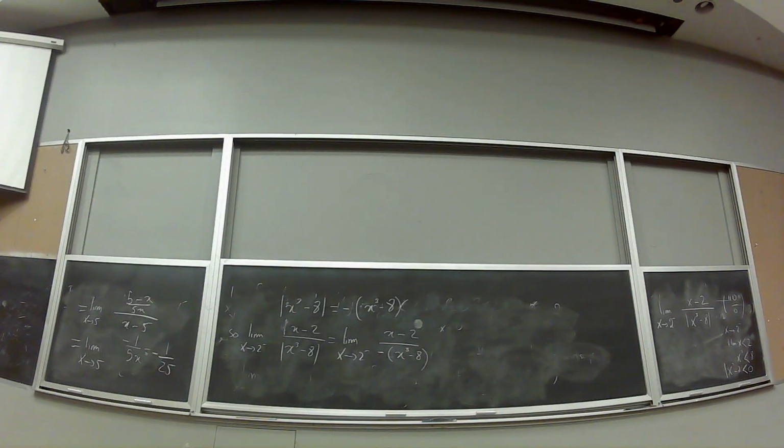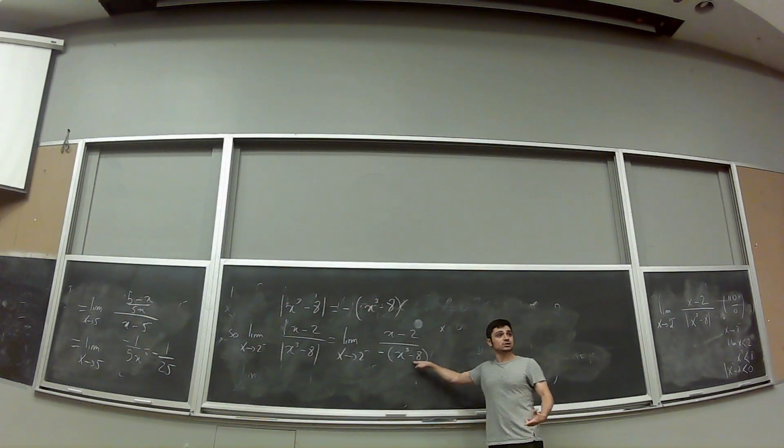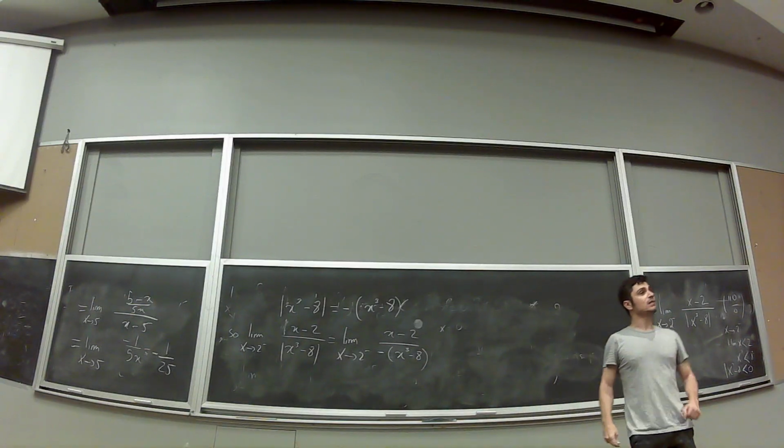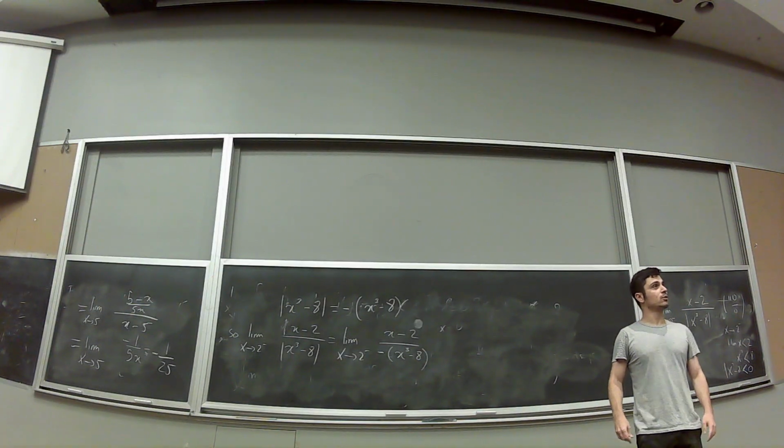Have you all seen difference of cubes? Did we see difference of cubes? No. Okay. I still don't know the formula by heart. So what is it? a cubed minus b cubed is a minus b times a squared plus ab plus b squared, right? Okay, we can do that, or we can do long division. Notice that when you plug in 2 here, what do you get? 8 minus 8, which is 0. So you know that x cubed minus 8 is divisible by x minus 2.